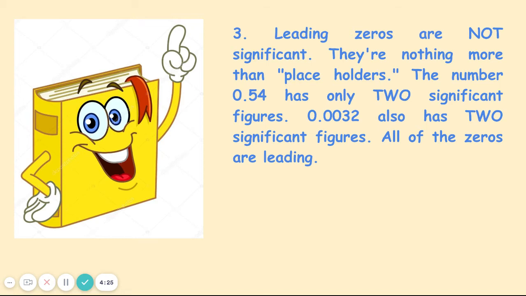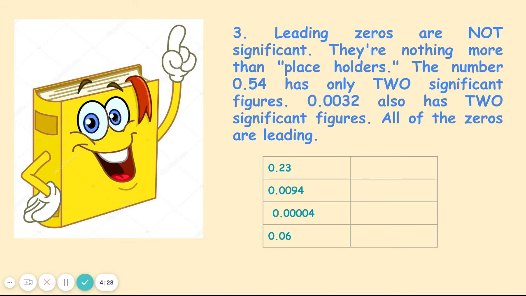So, ano yung mga example natin? So, 0.23. So, how many significant figures yan? So, this zero is leading. So, 2 lang po siya. Yung 2 and 3 lang. How about 0.0094? So, these 3 zeros are leading. So, meron lang po tayong dalawang significant figure. How about this one? So, meron lang po tayong isang significant figure because these 5 zeros are all leading.